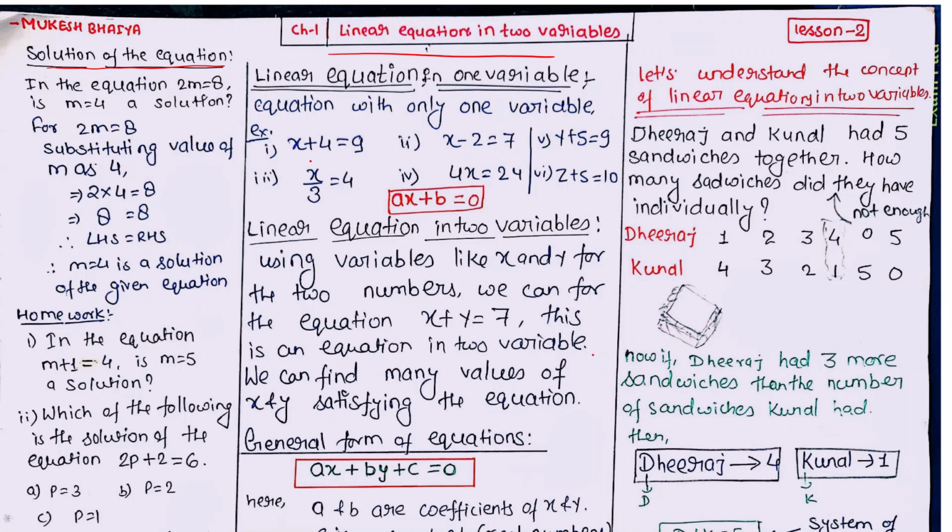So here we have to find the solution of the given equation. The equation says, in the equation 2m equal to 8, m equal to 4 is a solution. So we have to prove that m is equal to 4 is a solution. Basically we have to prove this.